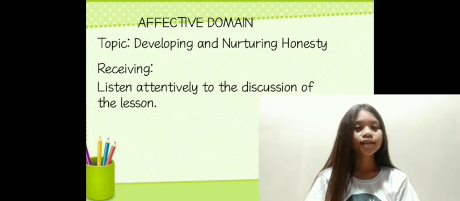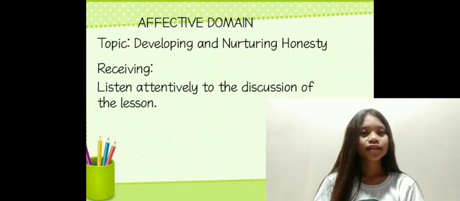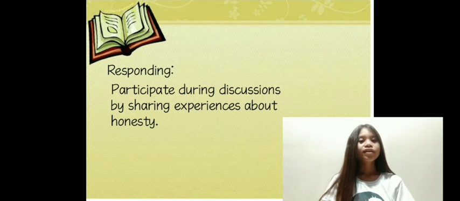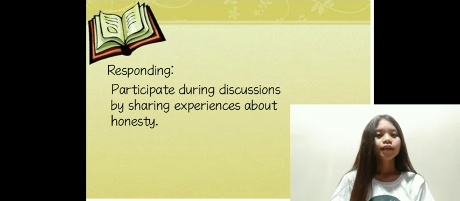Moving forward, let's go to the affective domain and in the first level, which is called receiving. The learning outcome that I have come up with is listen attentively to the discussion. This suits in the receiving stage since the students are merely receiving lessons and are listening to what the teacher discusses. Next is the responding level.